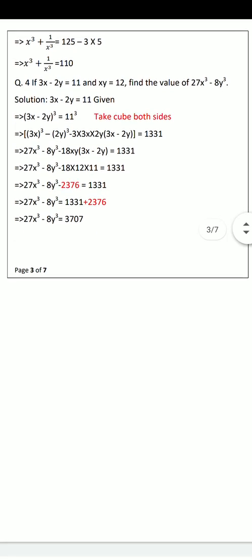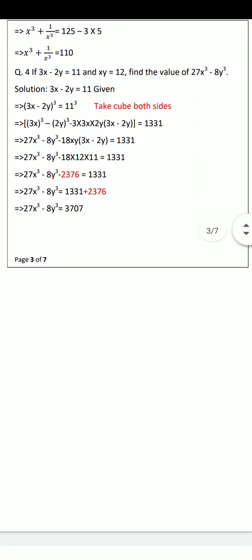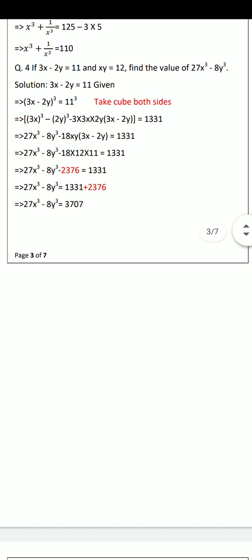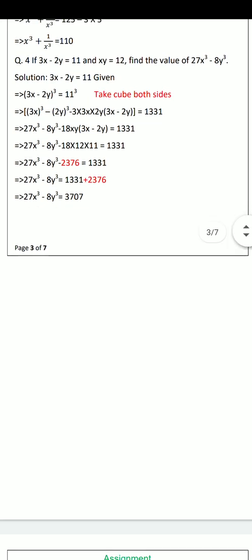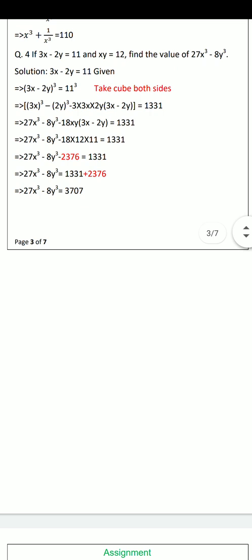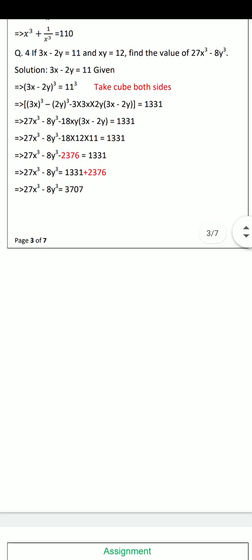Solution: 3x minus 2y equals 11, given. Now take the cube on both sides. (3x minus 2y) whole cube equals 11 cube, equal to (3x) cube minus (2y) cube minus 3 into 3x into 2y, bracket 3x minus 2y, equal to 1331. The cube of 11 is 1331.